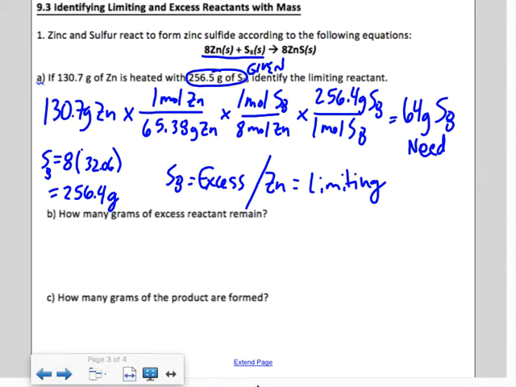How many grams of excess reactant remain? So I'm given 256.5 grams of sulfur. So I'm going to take my given minus my need. Some simple algebra here. I get 192.5 grams of sulfur remain.